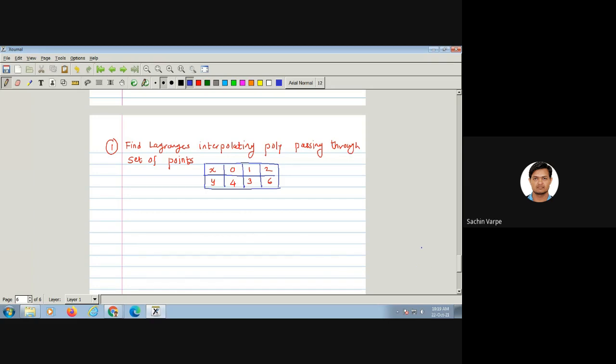So first, we have been asked to find the Lagrange interpolating polynomial passing through this set of points. How many points are there? How many set of points do we have given here?